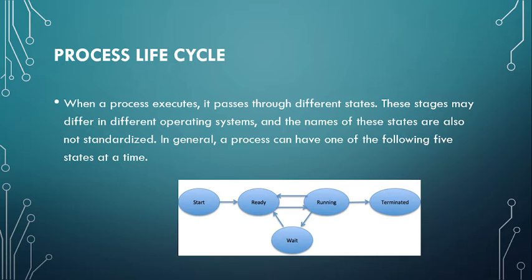When a process executes, it passes through different states. These states may differ in different operating systems, and the names of these states are also not standardized. In general, a process can have one of the following 5 states at a time. We have suspended, ready, and many types of states available. So we are going to generalize this into 5 states: start, ready, running, terminated, and wait. These are the 5 states we are going to see.